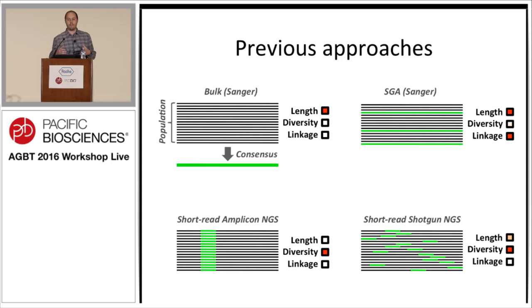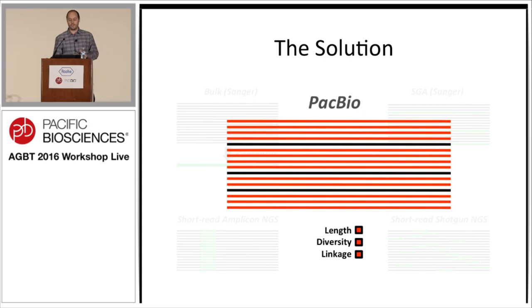And then on the bottom right, you have the shotgun approach, where you get the length in a way and you get the diversity, but you lose any linkage information between sites that are not right next to each other. So you can see where this is going. PacBio is a really natural solution here, where you can sample across the whole gene, and you can sample in substantial depth, and you preserve all your linkage information.